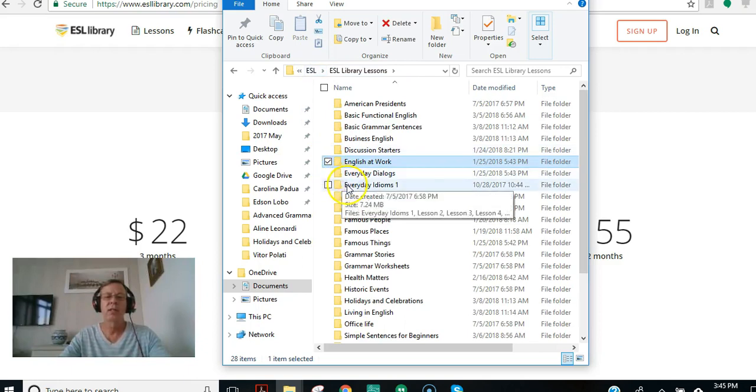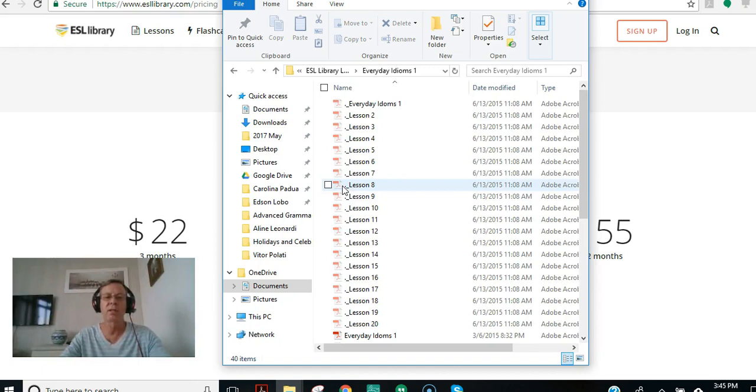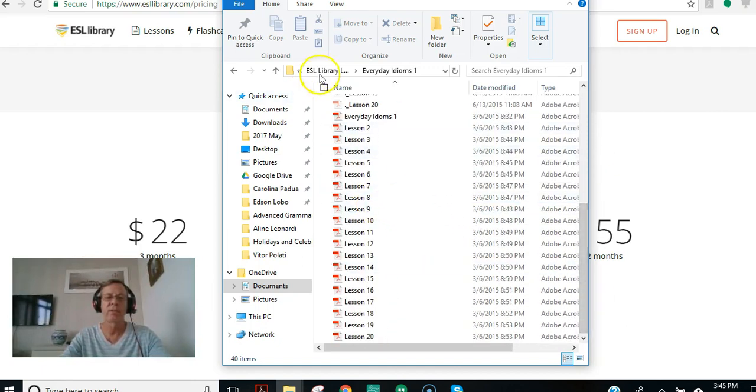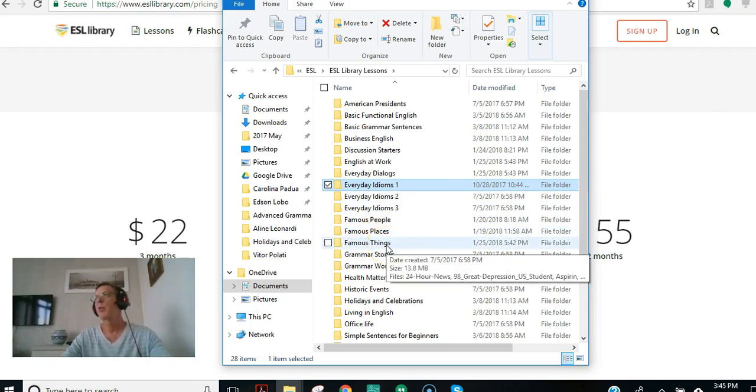Then there are also, you see here, everyday dialogues. There are everyday idioms. I need to probably go in and look at these again because I haven't been using them a lot. I can't tell from these. They're just numbered. I don't know what the topics are. But they have, as you can see, a series of lessons about idioms. Famous. Now I like these. I use a lot of famous people, famous places, famous things when I want to have some discussion, conversation in a class and I want something lighter.